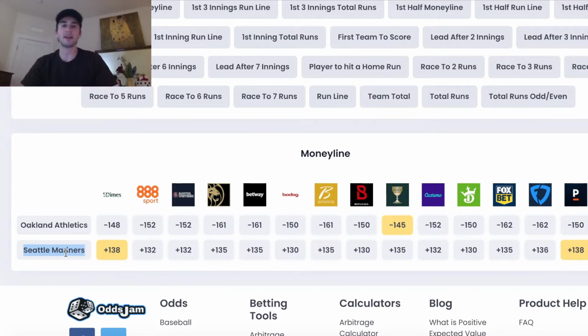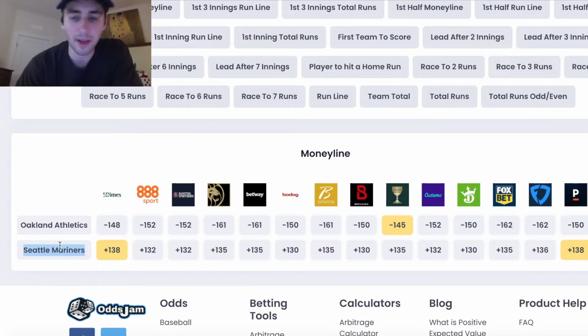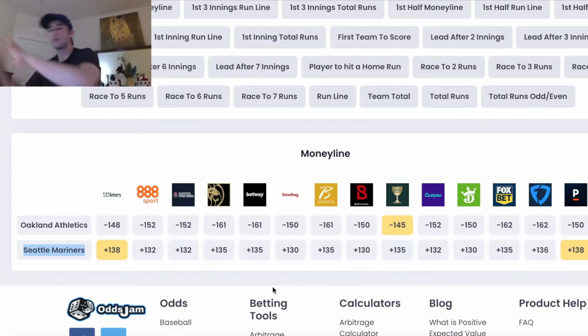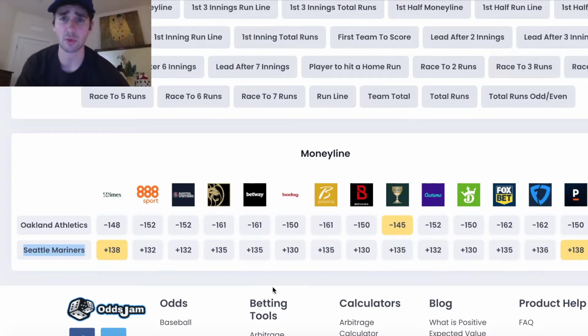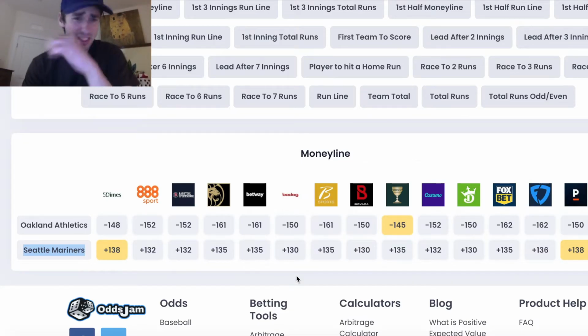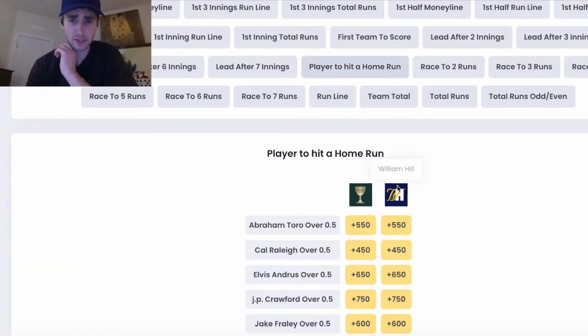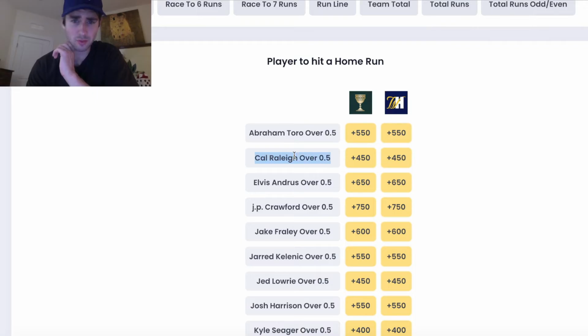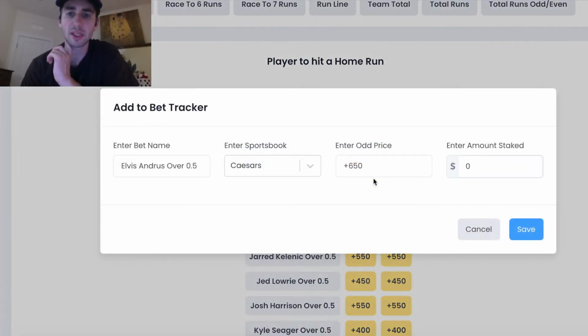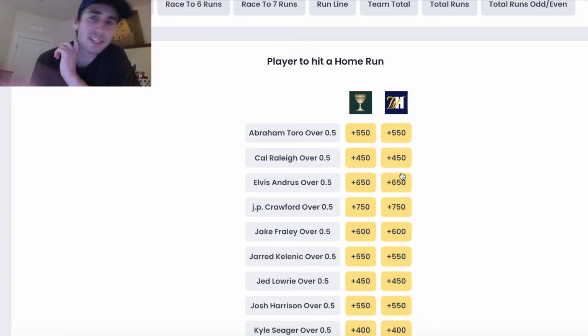It's a market like all others. If a bunch of sharp bettors come in and they start hammering the Mariners plus 138 odds, those odds may come crashing down to plus 120. Sports betting is a market. It's determined by supply and demand like all others. If people start hammering this Elvis Andrus over 0.5 home runs at plus 650, that's going to come down. Maybe it moves to plus 500.